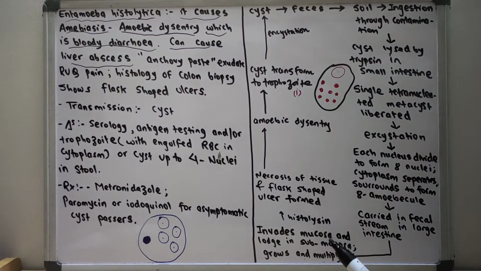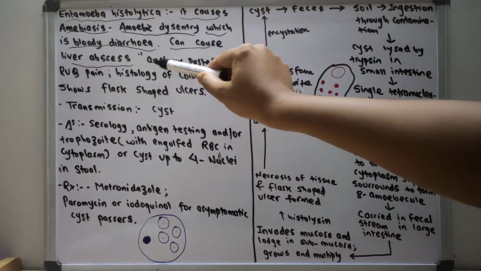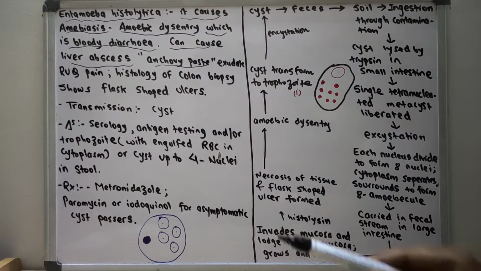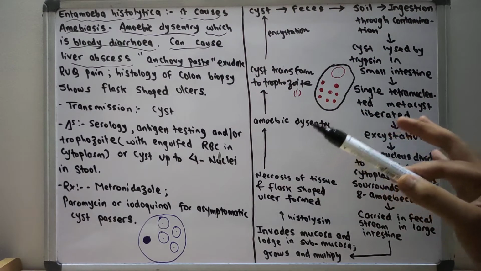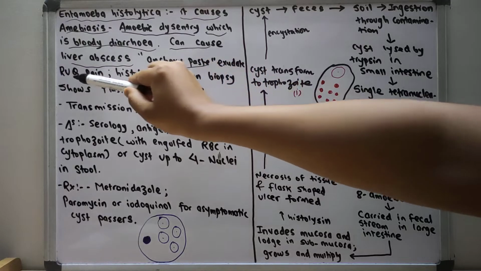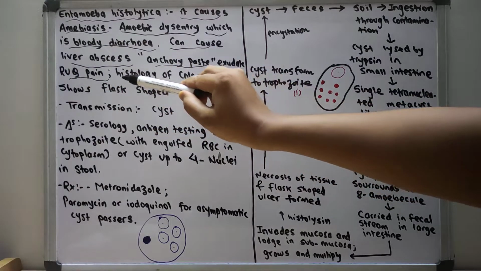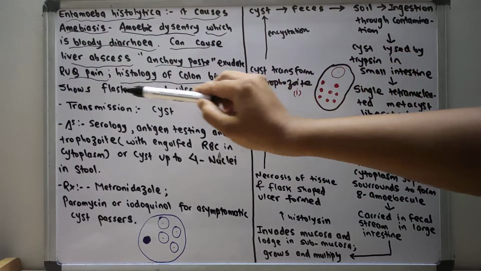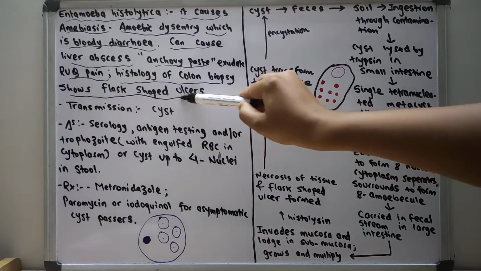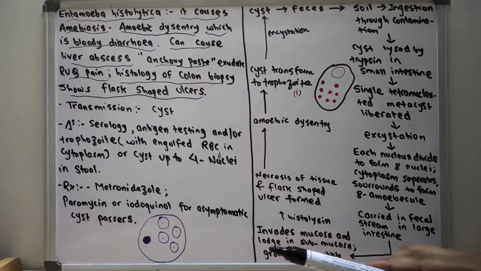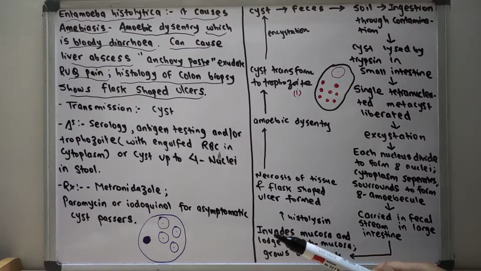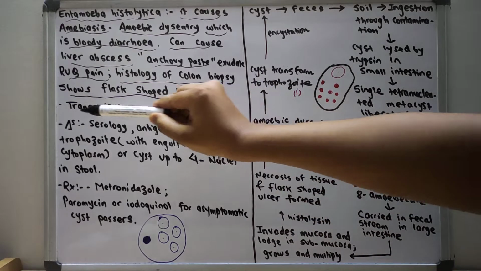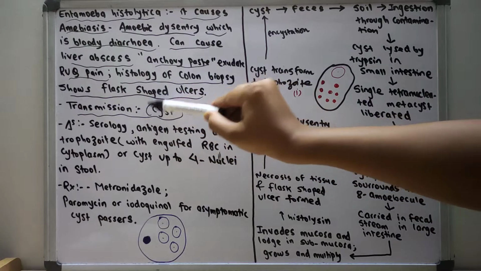And we can see in the liver abscess that there is anchovy paste, that is anchovy sauce pus, present in the liver abscess. Also there is right upper quadrant pain, and in the histology of the colon biopsy we see the flask-shaped ulcers. So how is this Entamoeba histolytica transmitted? The transmission mainly occurs from the cyst.